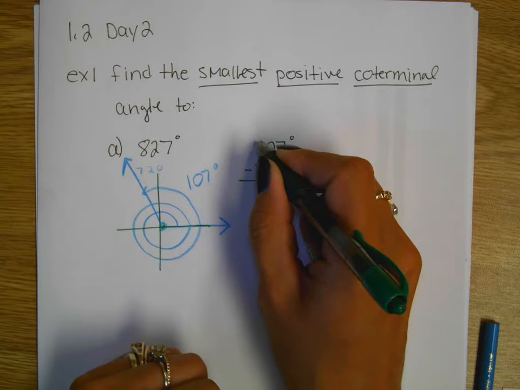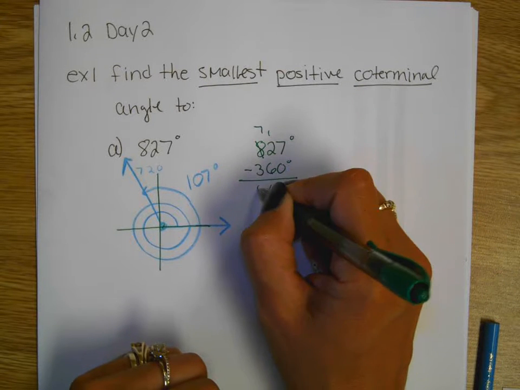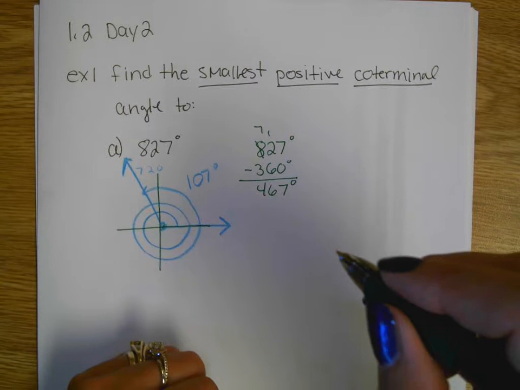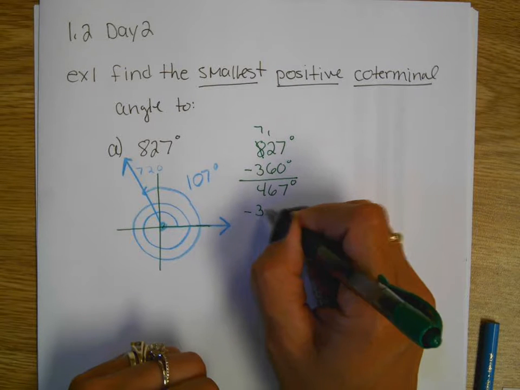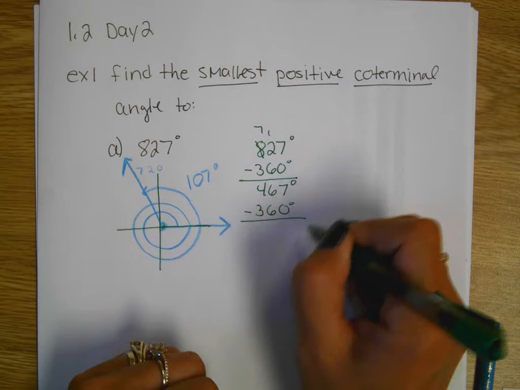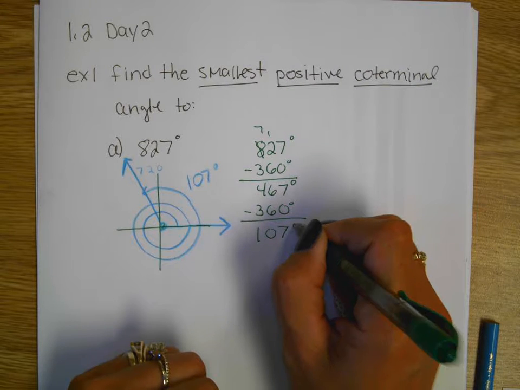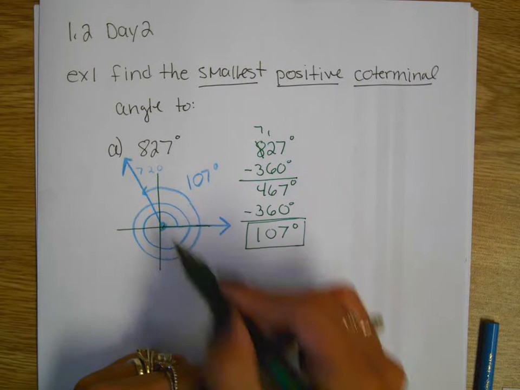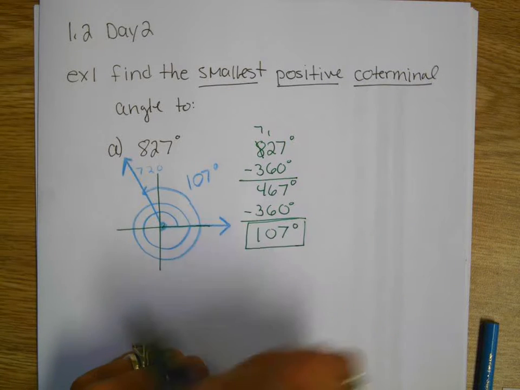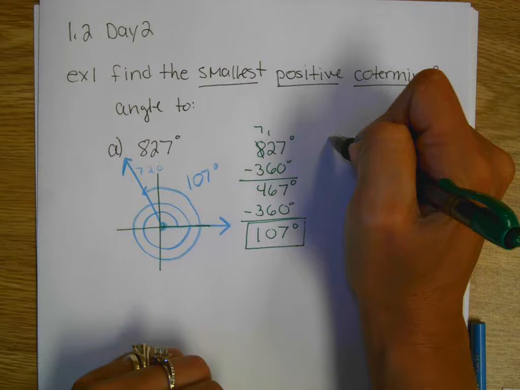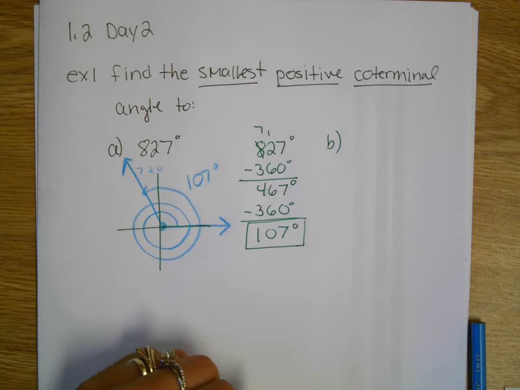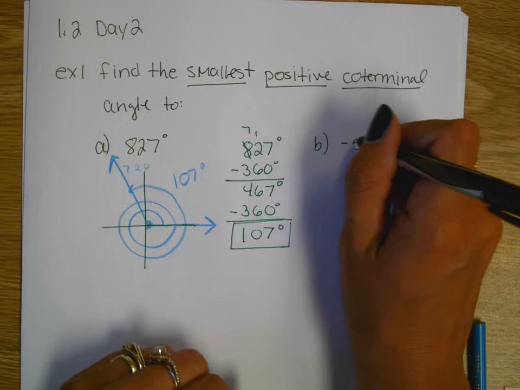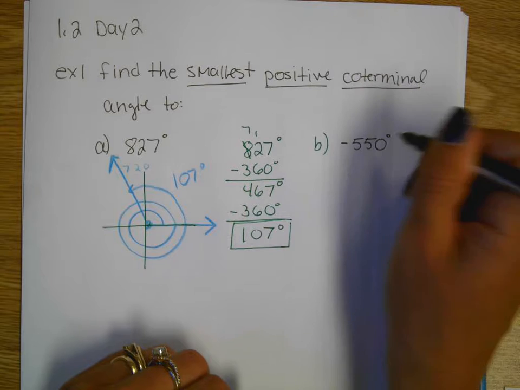So that's at 467. Can I unwrap one full rotation again? Yep. And still be positive? There's my smallest positive coterminal angle. So not necessary to do all this, but you can see why it works if you just keep unwrapping. So if we use that shortcut, can you find the smallest positive coterminal angle to negative 550 degrees?